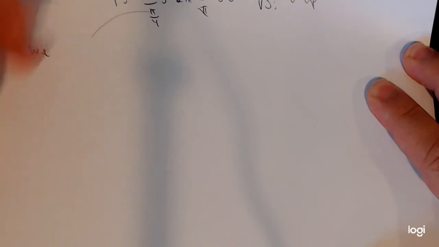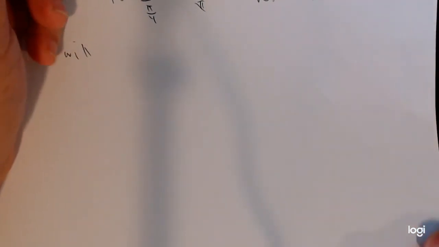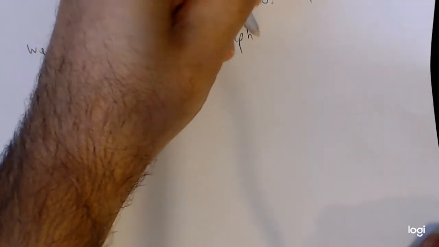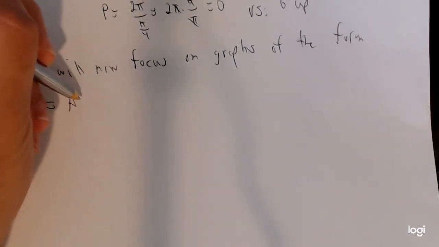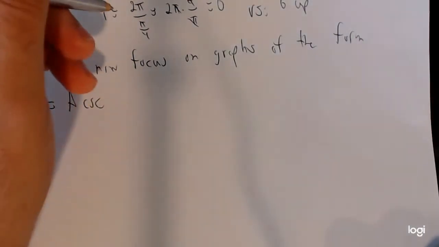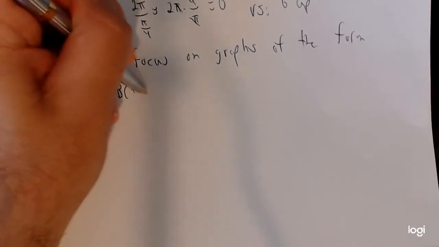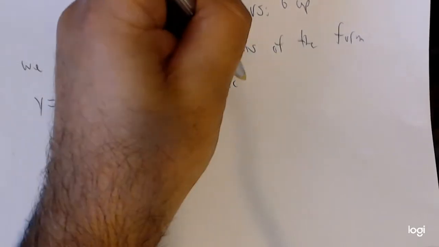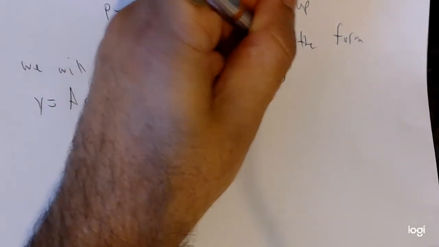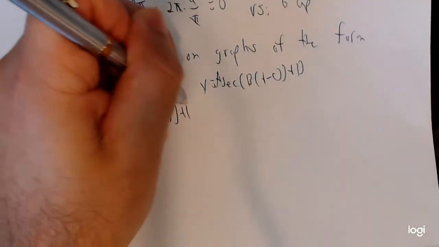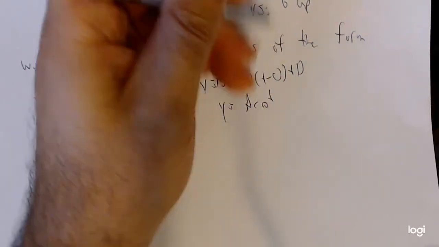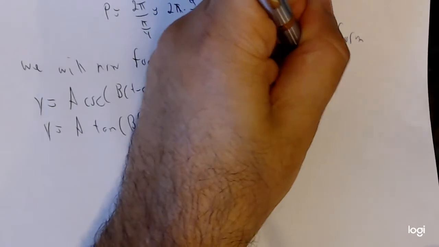So I'll do a couple of examples. We will now focus on graphs of the form y equals a cosecant of b times t minus c plus d, y equals a secant of b times t minus c plus d, y equals a tangent of b times t minus c plus d, and y equals a cotangent of b times t minus c plus d.